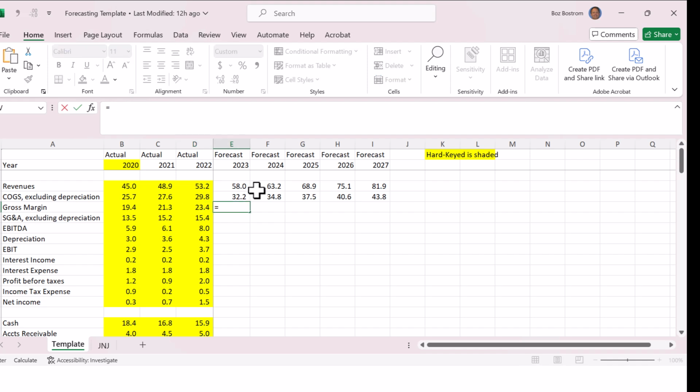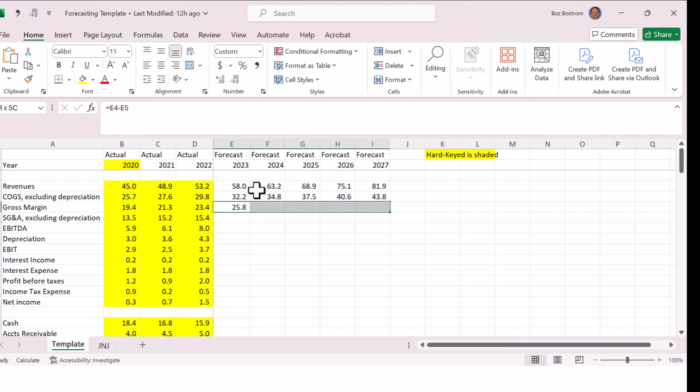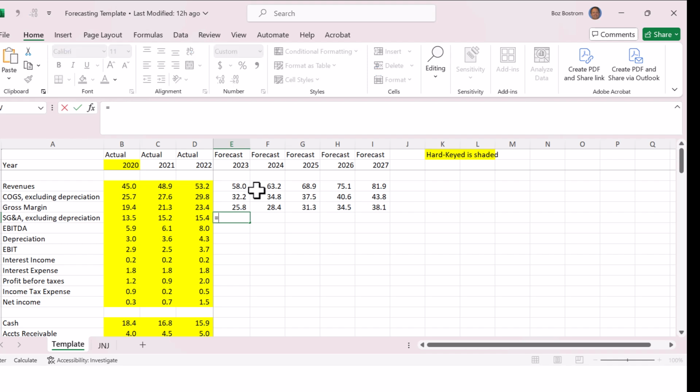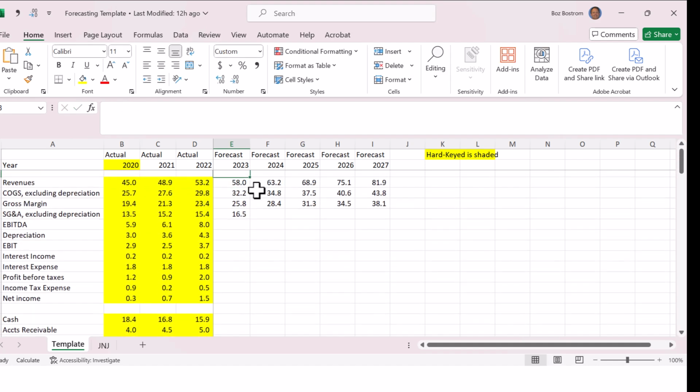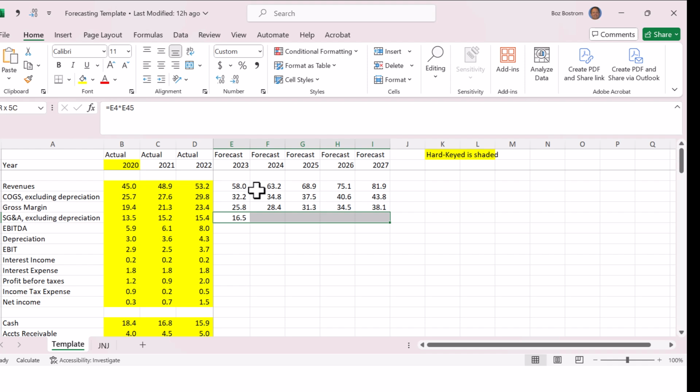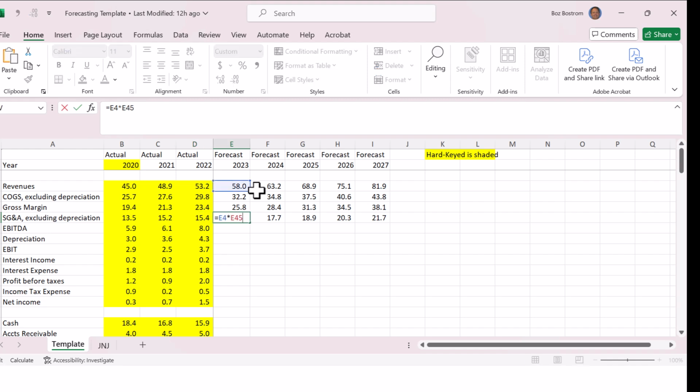Gross margin, I'll do equals revenues minus cost of goods sold. I will then highlight this range right here and hit Control R. SG&A expenses equals, go ahead to revenues multiplied by, and I'll go down to my SG&A expenses. I'll hit enter right here, highlight this range, and then hit Control R. Okay, so this is taking revenues multiplied by SG&A that I forecasted each year.